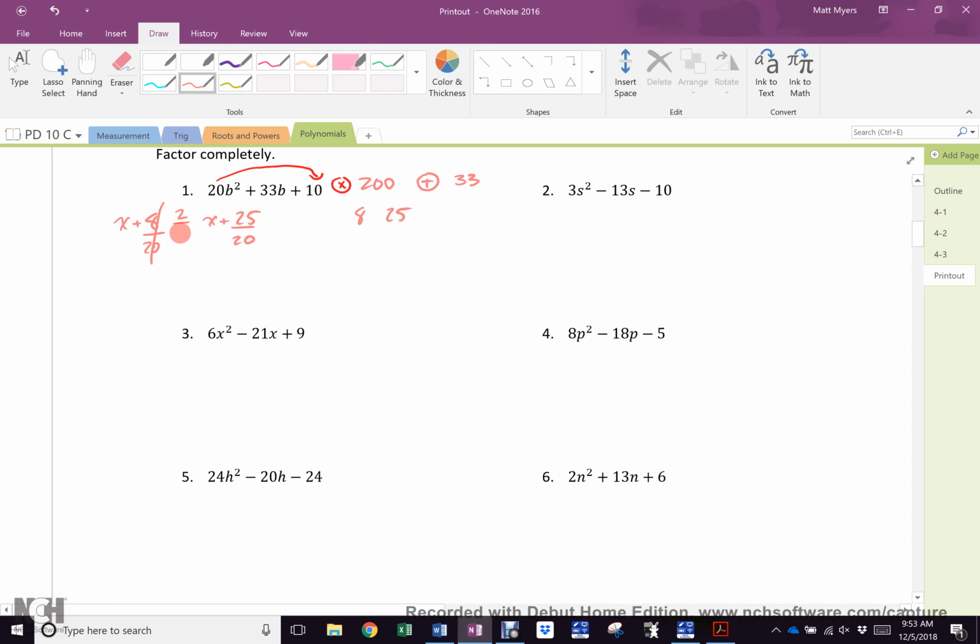2 over 5. And what's this guy really? 5 over 4. What do I get to do with my denominators because of what Mr. Myers just showed me? I get to move it to the front. So what's the first factor going to be? 5x plus 2. And what's the second factor going to be? 4x plus 5.